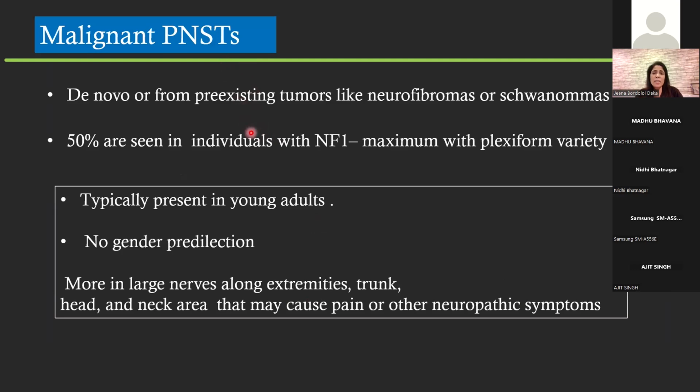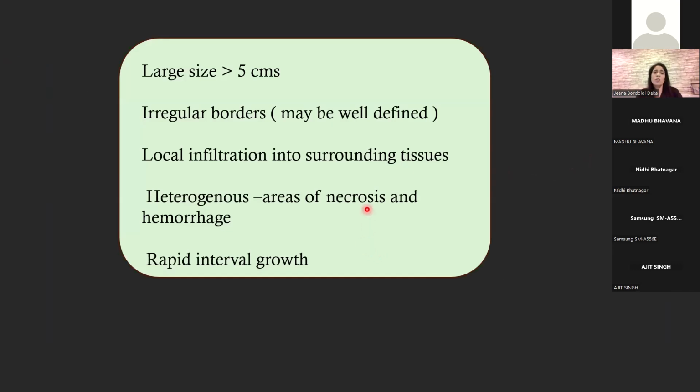So malignant PNSTs can arise de novo or from pre-existing tumors like neurofibromas or schwannomas, and they are mostly seen in the plexiform variety, as I mentioned before. Typically seen in young adults, there is no gender predilection, and they occur more in large nerves along the extremities. So when do we suspect that it is a malignant PNST? Whenever it is of a very large size, especially greater than 5 centimeters, or there is a sudden and rapidly increasing nodule. The mass has irregular borders, which are not very well defined. There is local infiltration into surrounding tissues, and the mass is more heterogeneous, with rapid interval growth.